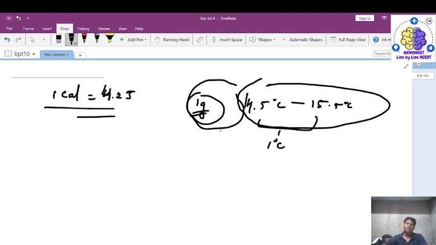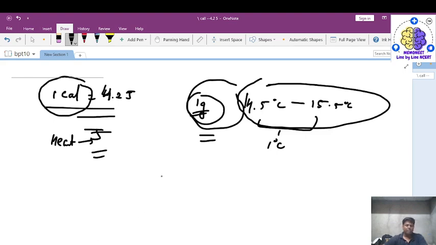So I repeat the definition of 1 calorie. 1 calorie is the amount of heat required to change the temperature of 1 gram of water from 14.5 degrees centigrade to 15.5 degrees centigrade. So calorie is the unit which is most commonly used for heat energy, whereas heat is energy, therefore its SI unit is joule, right? Its SI unit is joule.